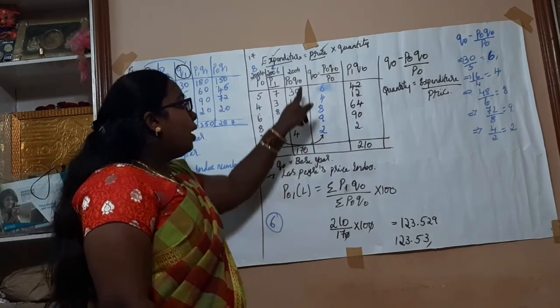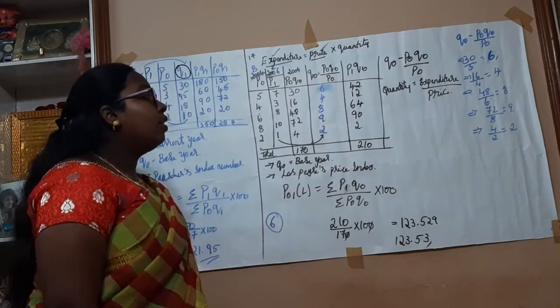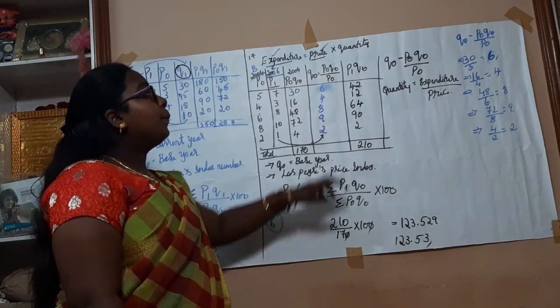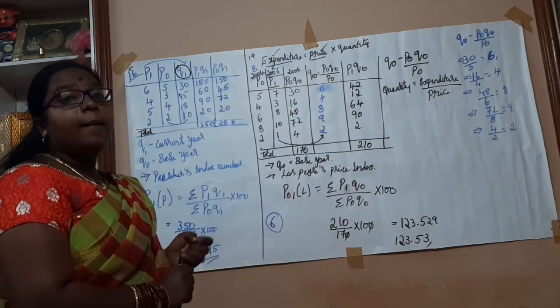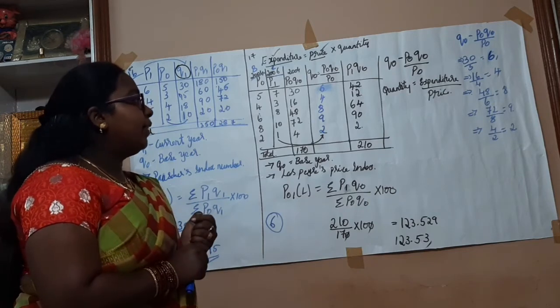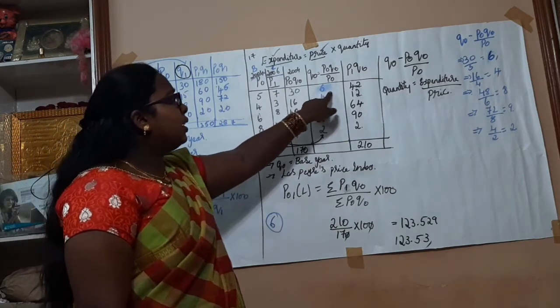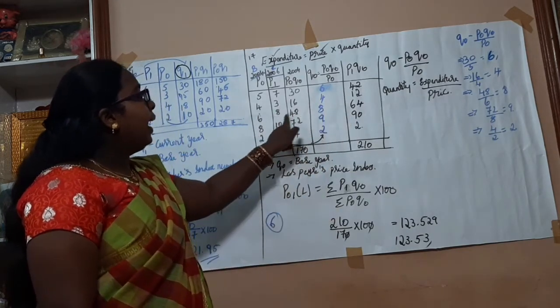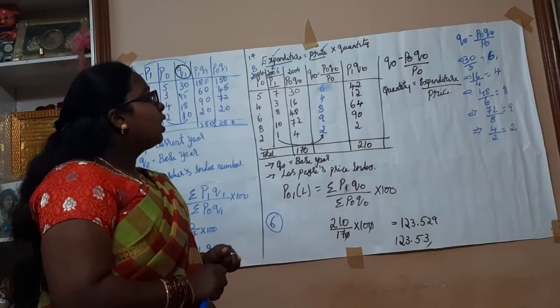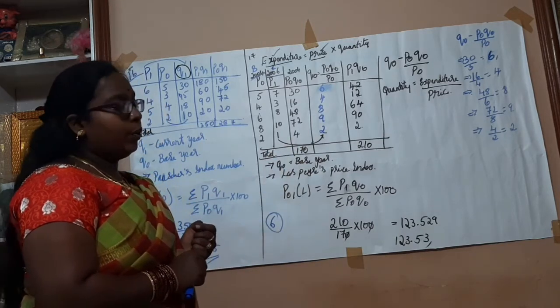Next, we already have P0 Q0, in the question only they given. We have that one. We need to find out only P1 Q0. P1 Q0 we need to find out. That will be 7 into 6, 42. 3 into 4, 12. 8 into 8, 64. 10 into 9, 90. 1 into 2, 2 you will get.